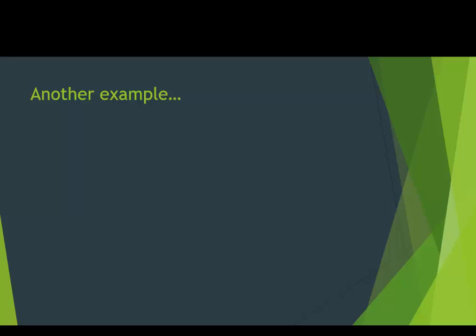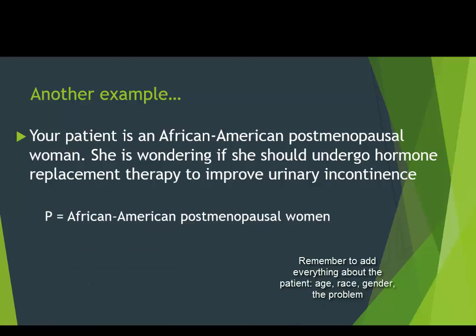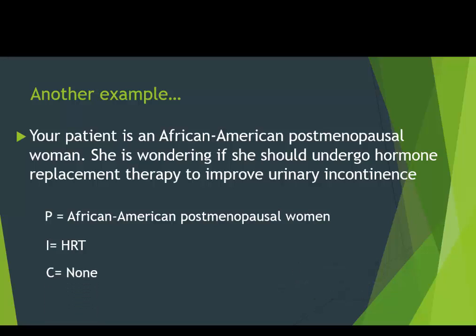Let's do another example. Your patient is an African American postmenopausal woman who is wondering if she should undergo HRT to improve urinary incontinence. The P in this case is the African American postmenopausal woman. The intervention she's looking for is HRT. We don't have anything to compare it with. The outcome she's looking for is improving urinary incontinence.